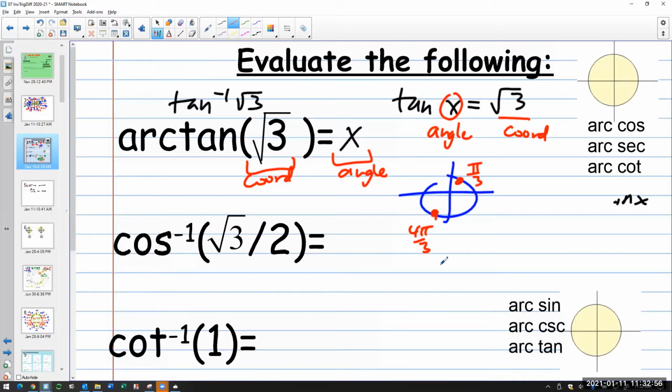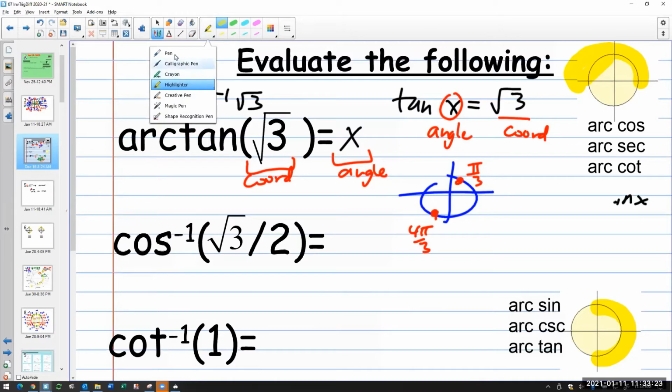Now, what I need you to do is go look at your notes, and I have this little circle thing for you. You learned this in pre-cal, and we're going to re-emphasize it here. When you have arc sine, arc cosine, arc tangent, your answer can only be here. It's only allowed to be here on the circle. Highlight that part on your circle. When you have arc cosine, arc secant, or arc cotangent, you're only allowed to have an answer on this top part.